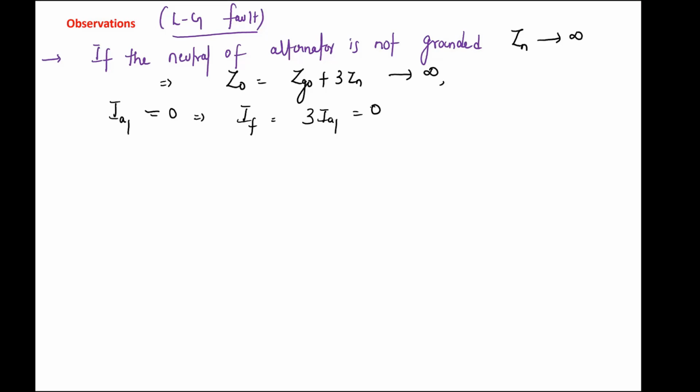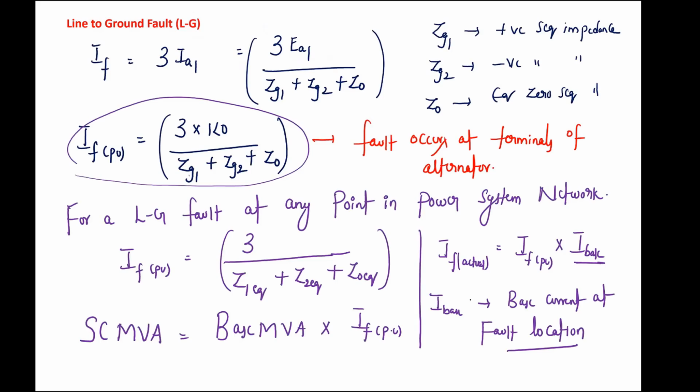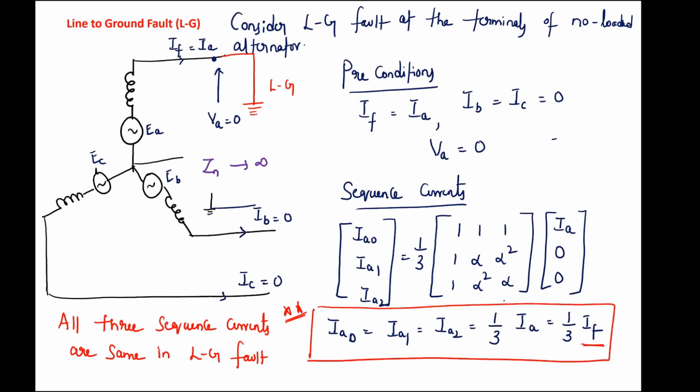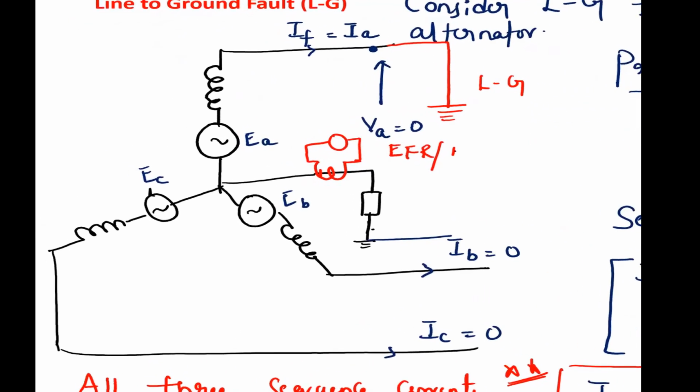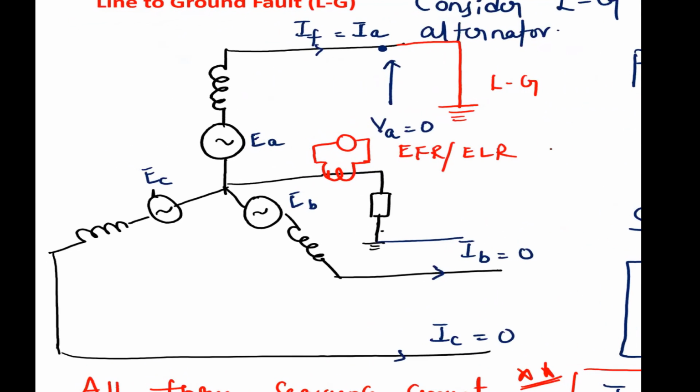Suppose you ground the neutral. Usually, how we protect against the LG fault is, you ground the neutral with some impedance and connect one CT and relay here. This is called an earth fault relay or earth leakage relay. Whenever there is current through this relay in the reverse direction, what is the fault current? 3IA0. 3IA0 is equal to 3IA1.